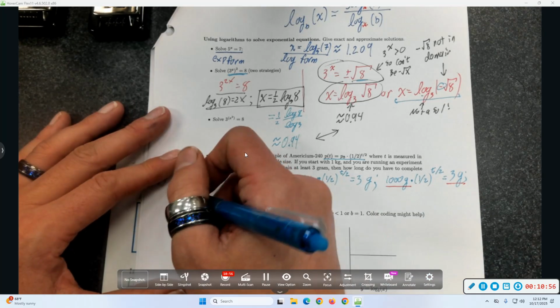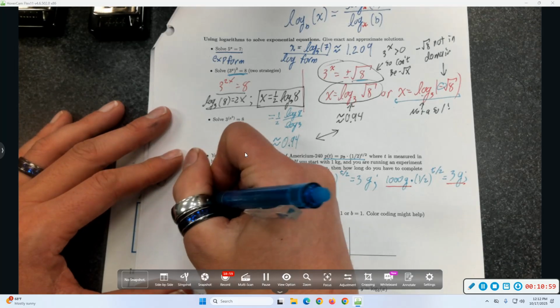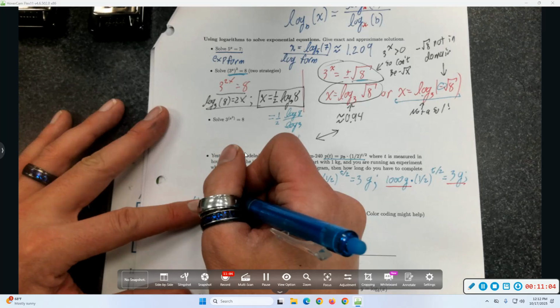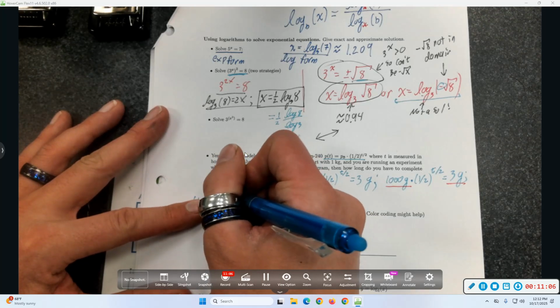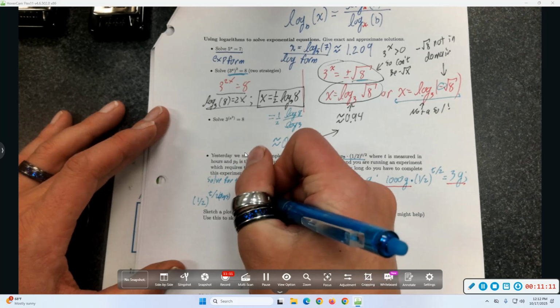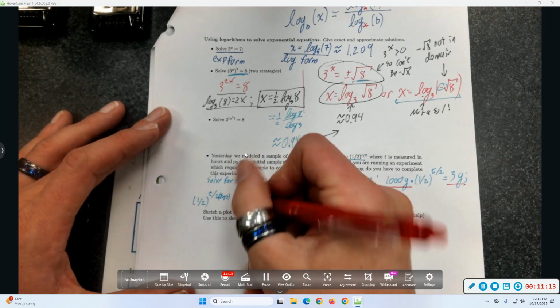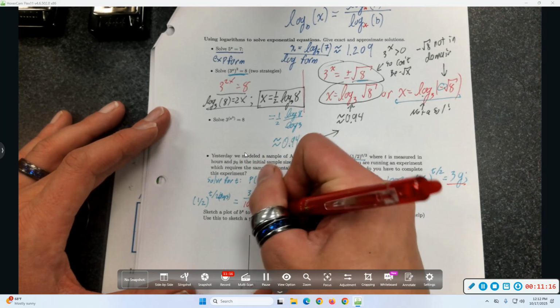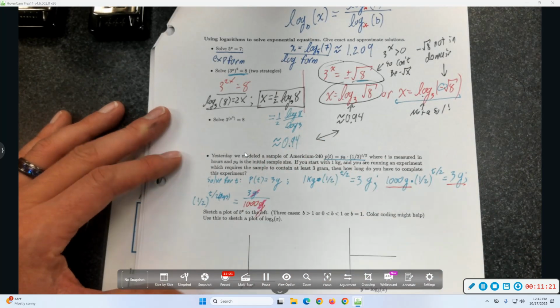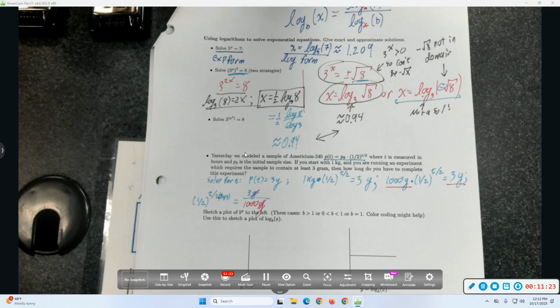So let's do that. Divide by 1,000 grams. I'm going to get 1/2 to the power t/2, where t is measured in days, and this 2 is actually like 2 days, equals 3 grams divided by 1,000 grams. And the whole point of doing that is the grams are now going to cancel. So 3/1,000. If you were doing this, would you leave that as 3/1,000 or rewrite that as 0.003? Decimal?